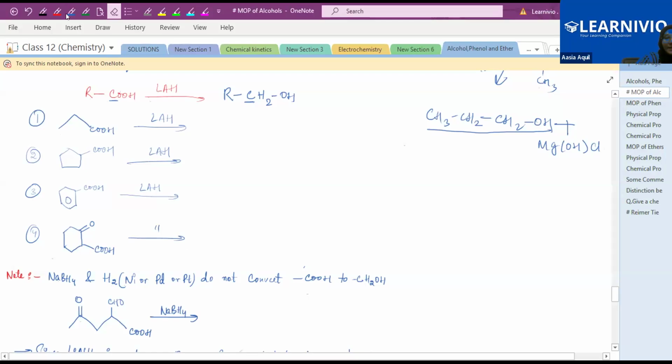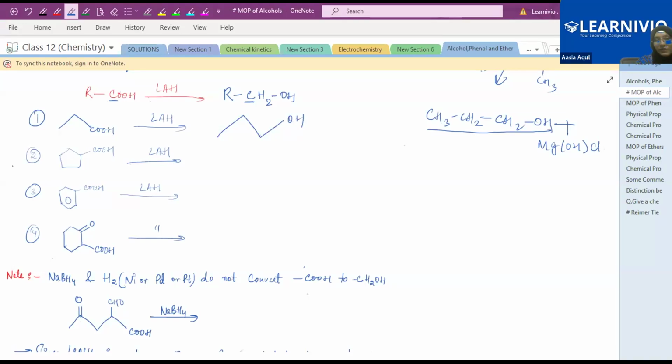What will be the first product? It's 1, 2, 3 carbon. It's a 3 carbon carboxylic acid. So you have to prepare a 3 carbon alcohol, meaning propanol. Okay, just prepare the propanol. 1, 2, 3 carbon, and here you will attach it. The propanoic acid gets reduced into a propanol.